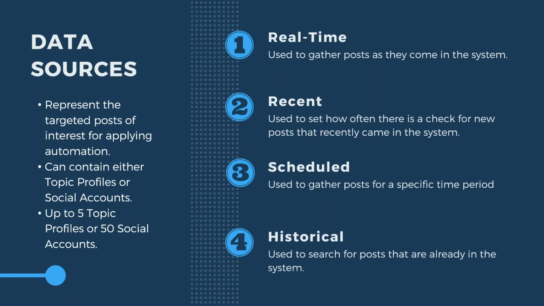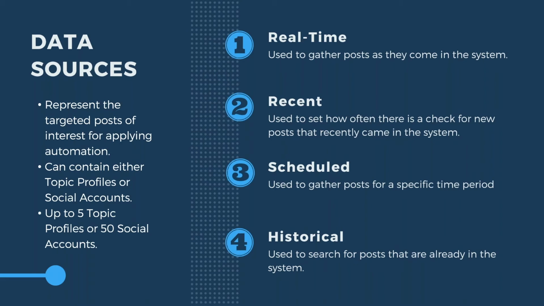And then we also have what works in conjunction with real-time data sources, what we call recent. It's used to set how often this Automate will check for new posts that recently came into the system. So the difference between real-time and recent is that with recent, it doesn't check as soon as a post comes in. It checks after a certain period of time. It could be in the last 12 hours of data.